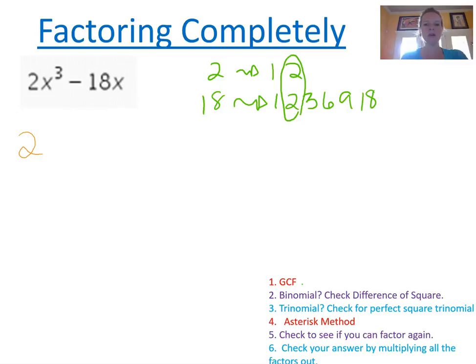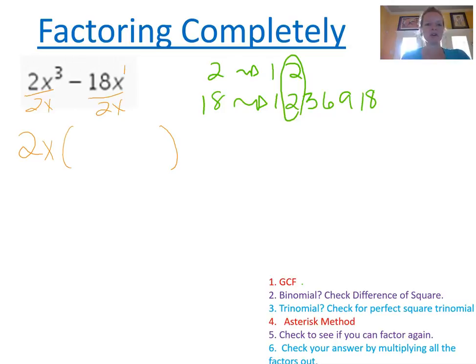And then we look for the variables. We have an x to the third and we have an x to the first. We always go with the lowest exponent, so we know we have one x that can be pulled out. So now we know that we can divide each term by 2x. 2 divided by 2 is 1. So we know we can put a 1, but we don't have to.